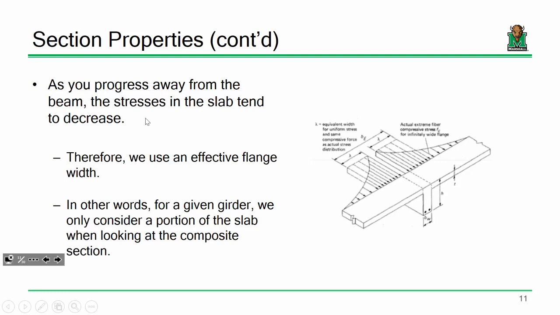Now, mechanically, if you look at the stresses in the deck, they tend to decrease away from the beam. So what we try to do is cut out a representative slice of that deck and say, okay, that's the portion of the deck that's effective for that beam.